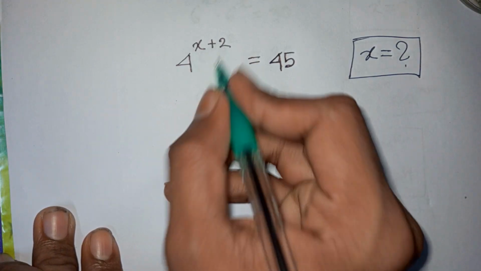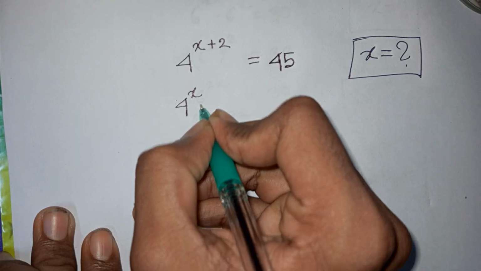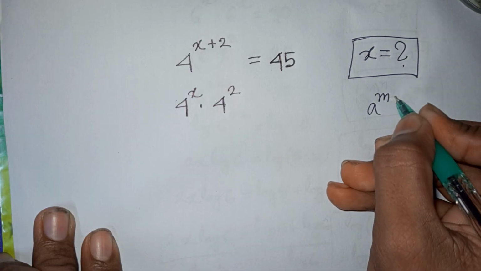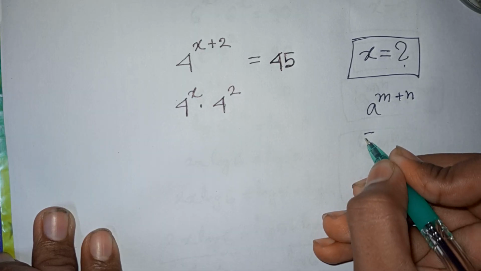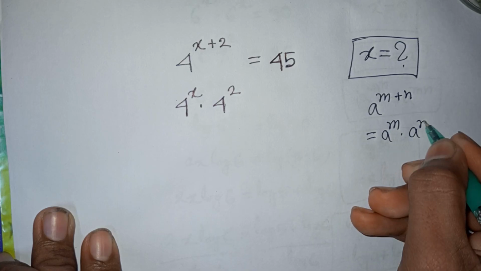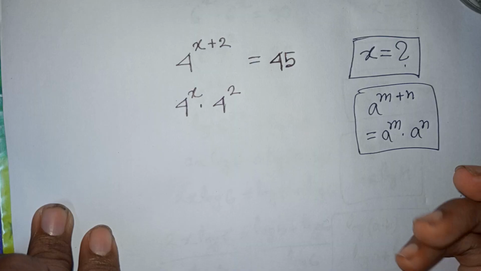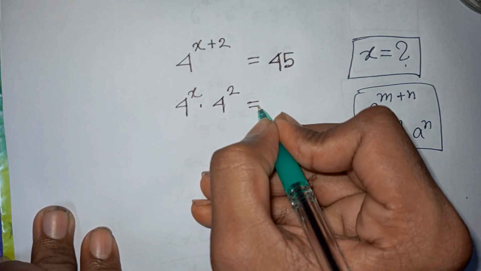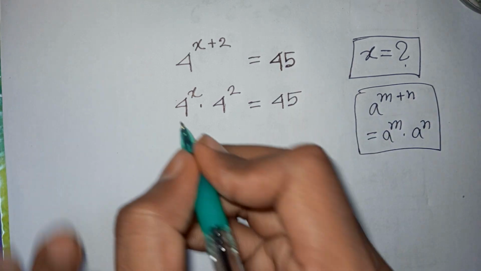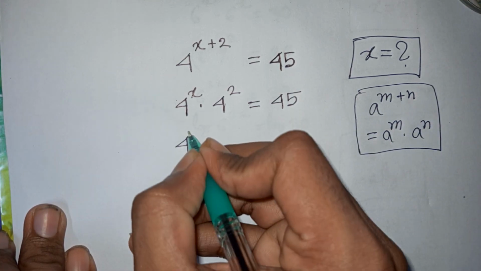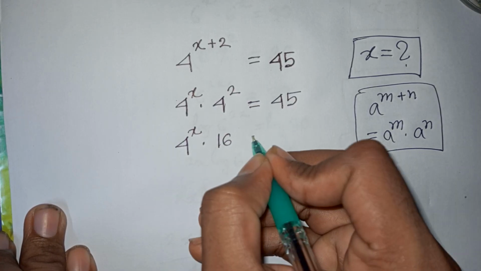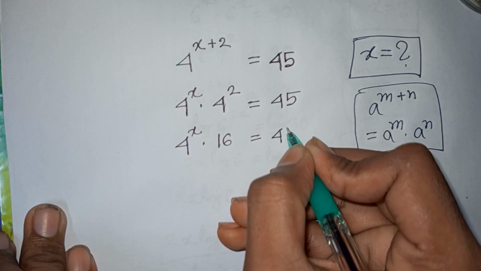So 4 power of x plus 2 is the same as 4 power x times 4 power 2, according to the exponential rule that a power of m plus n is equal to a power m times a power n, is equal to 45. In the next step, we have 4 power x times 4 power 2, which is the same as 16, is equal to 45.